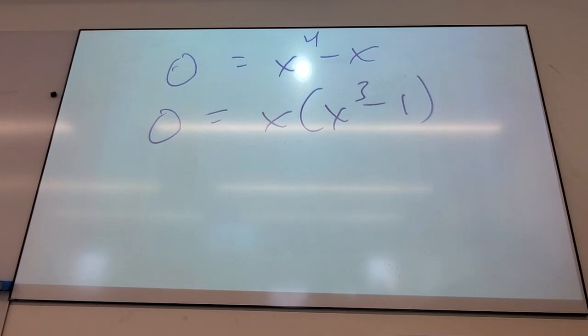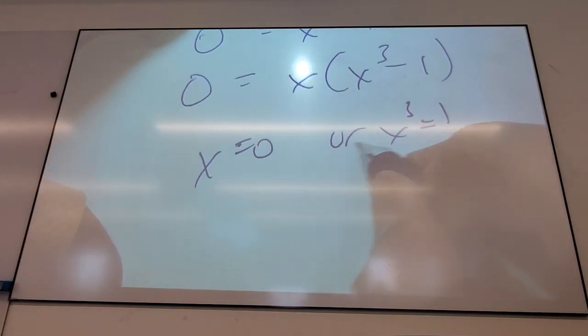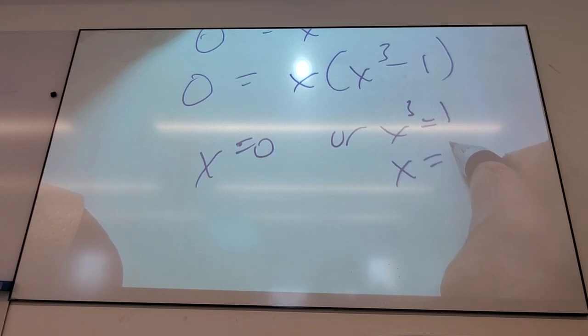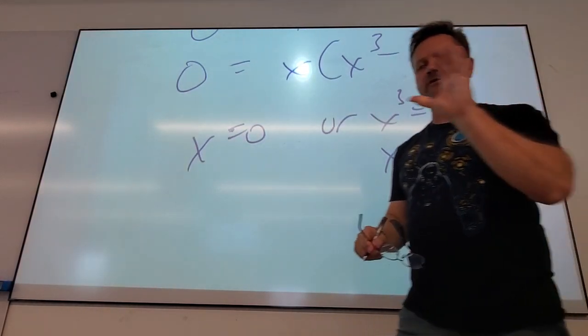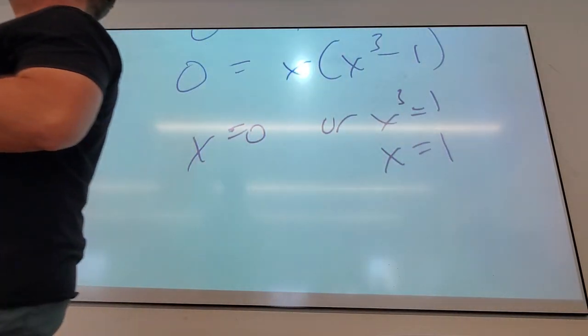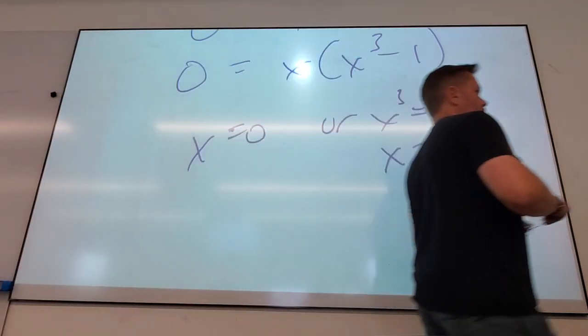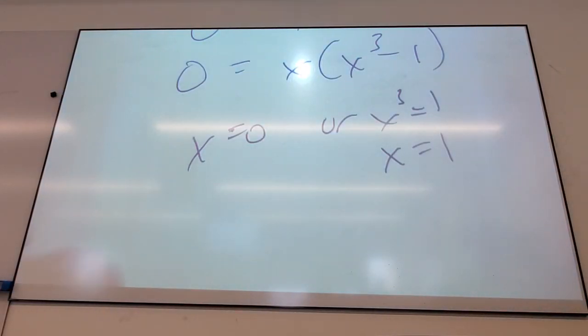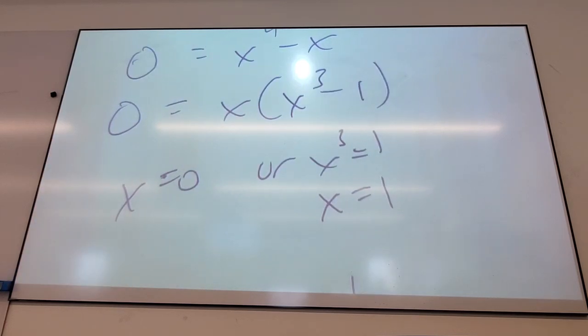So what are my two answers then? X is 0 or x cubed equals 1, yes? When's x cubed equal 1? Okay, good. Now, all of that was just to get the very first part of this done. So now I know they meet at 0 and they meet at 1. The two functions were square root of x and x squared, yes? So they meet at 0 and they meet at 1.